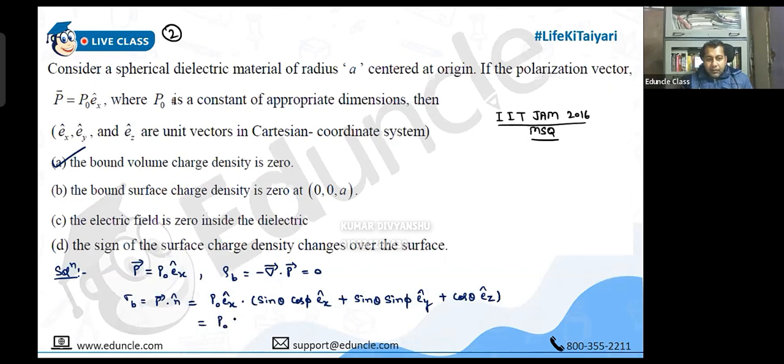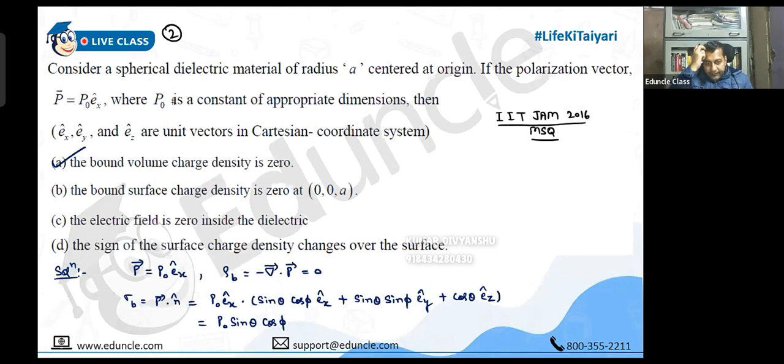Like this. So it will be p naught sin theta cos phi. No, it is not 0. And now because phi varies from 0 to 2 pi, it will also vary. So for phi ranging from 0 to pi, at pi by 2 it will be 0, and from pi by 2 to pi it will be negative. So it means the surface charge density will change its sign as phi changes.